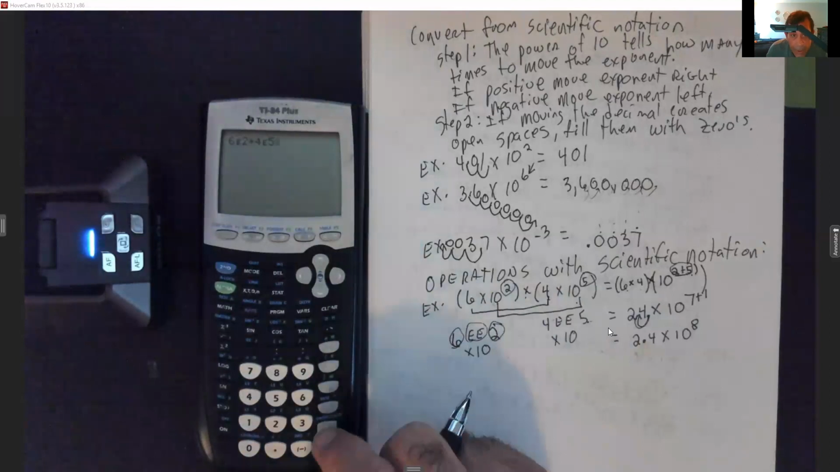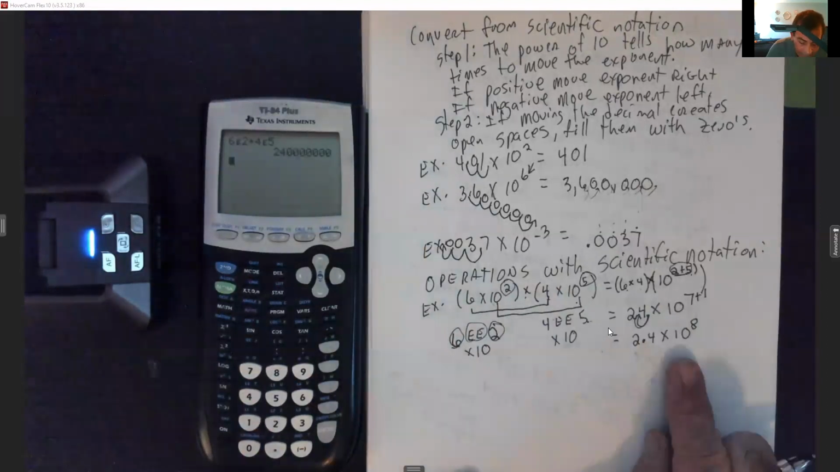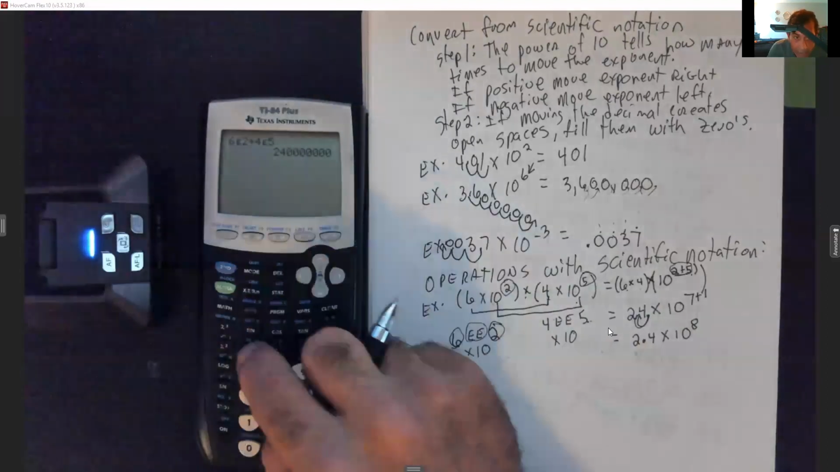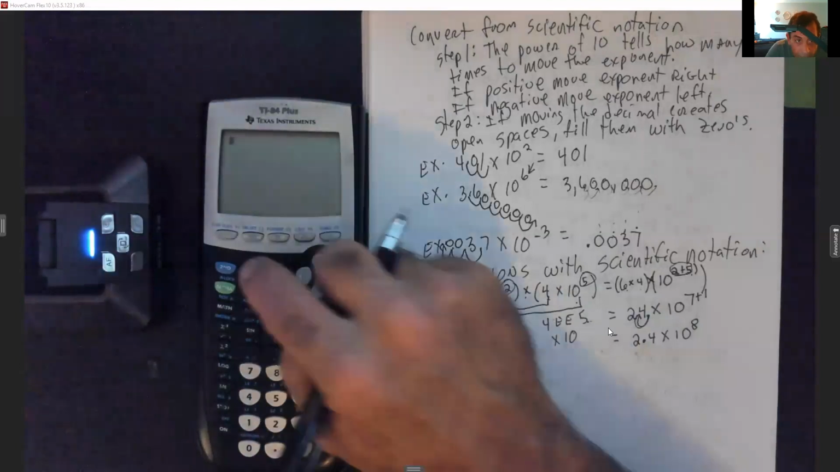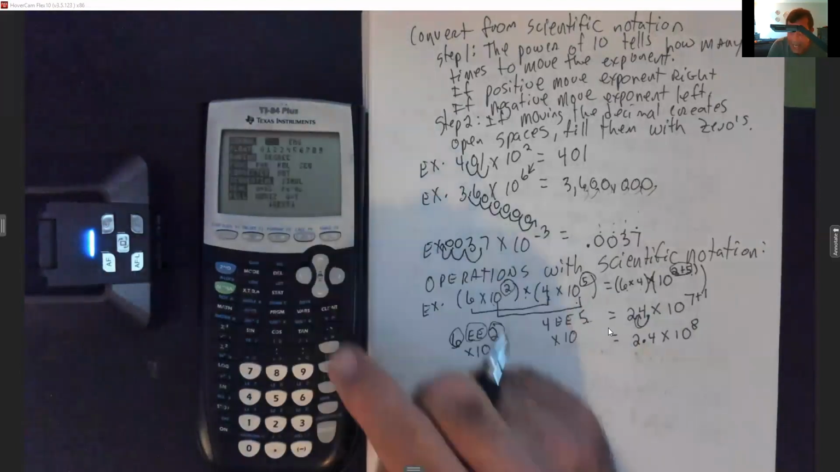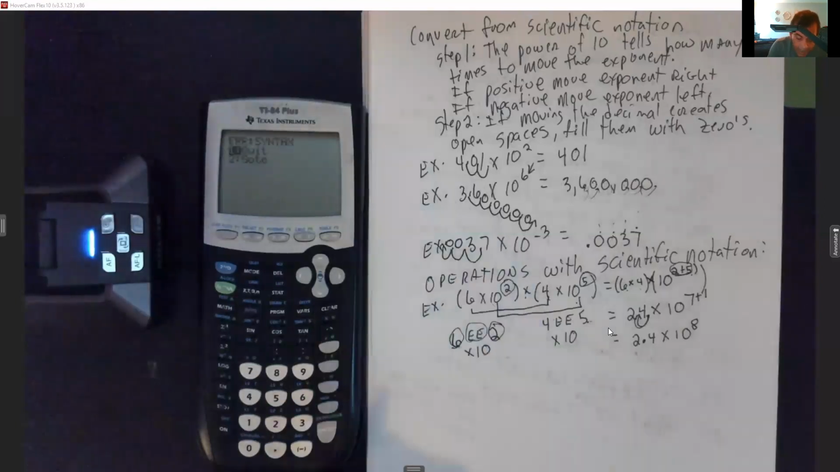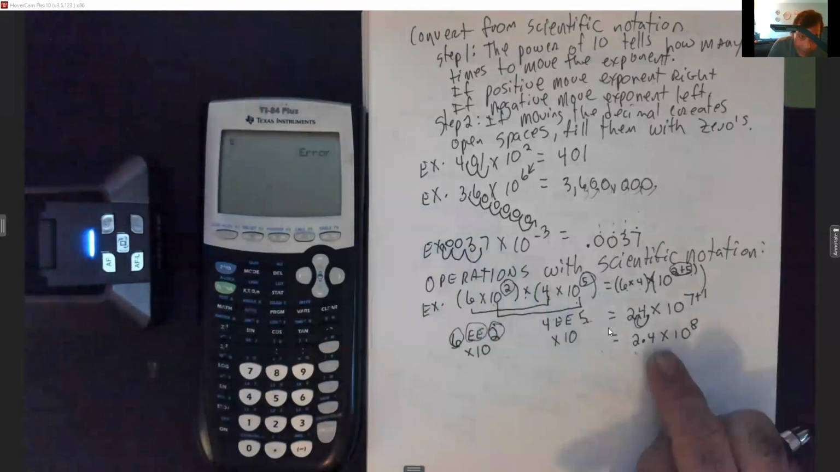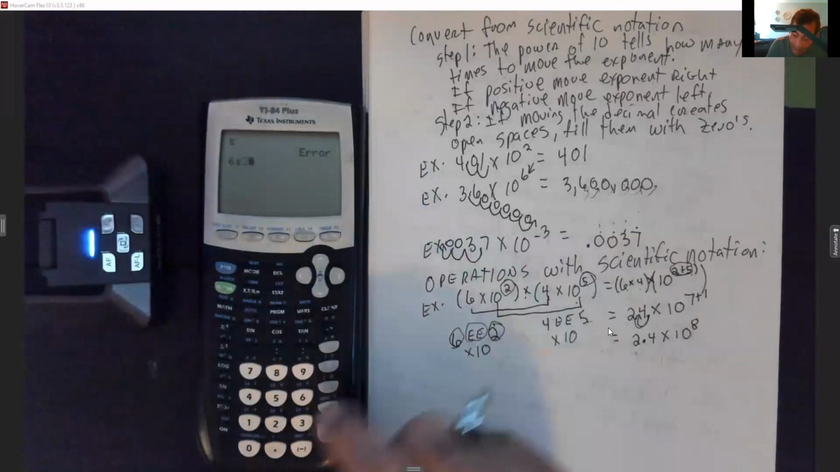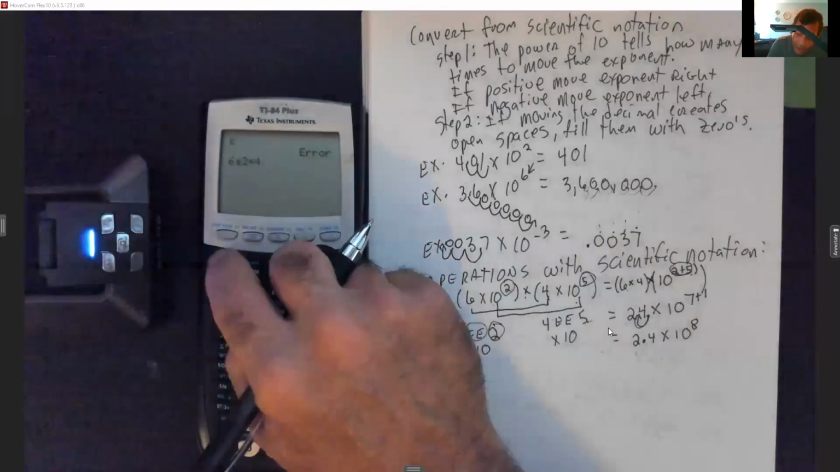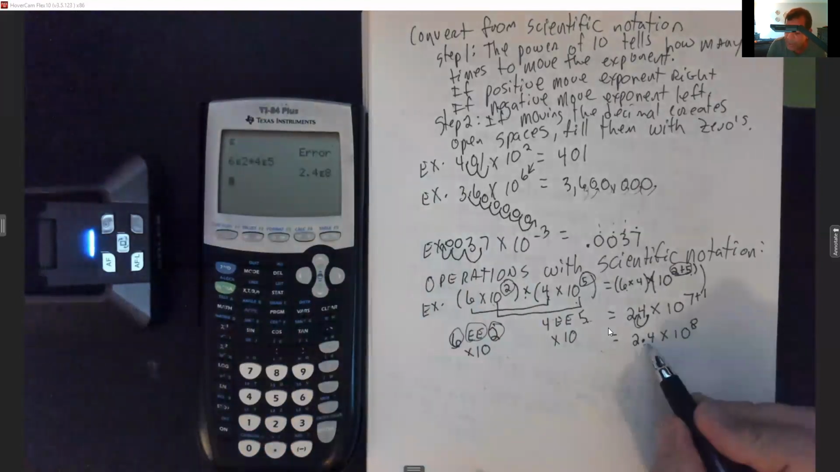When you hit enter, I got a big number, right? So let's see. I think if we hit second EE on that, nope, it ain't giving it to me in scientific notation. Let me think what I can do. Let me go to mode and put this on scientific notation. I think that's what I need to do. So clear that. All right, so let me put in that number again. 6, second comma, 2 times 4, second comma, 5, enter. And there I go. I get my 2.4 times 10 to the 8th.